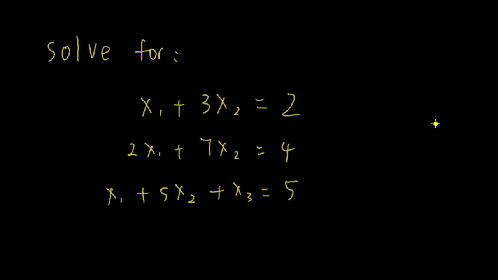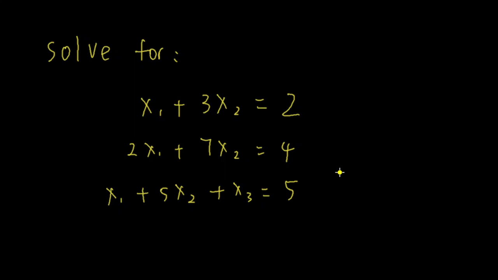Let's solve the system of equations here. This one has three equations and three variables to solve: x1, x2, and x3. What I'm going to do is solve it by reducing matrices.